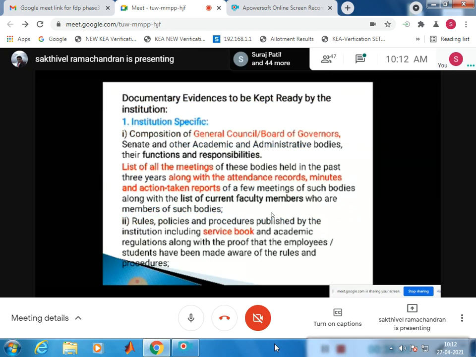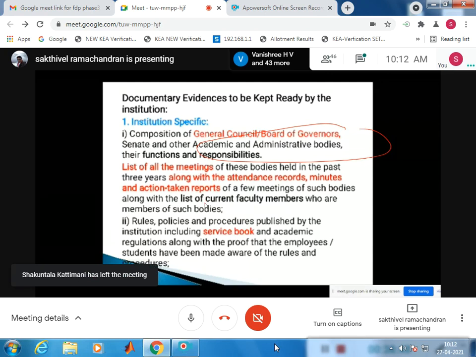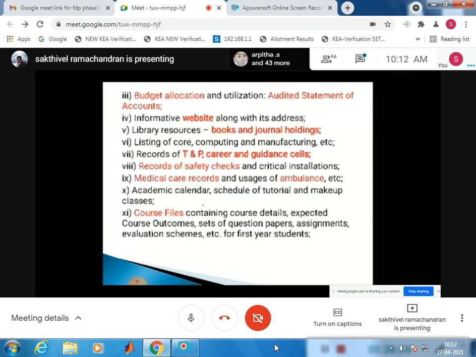Coming to institution-specific documentation, generally it speaks about board of governing councils, board of members for governance, list of meetings conducted, their action taken, attendance records, minutes that have been served, all the rule books, policies, procedures followed by HR. These are the documents that need to be maintained, and all those need to be taken care of. Budget allocation, auditing statements, website information, books and journals that are available, all information relevant to this. Records of safety checks, ambulances, medical care, course files. So these are the list of documents. In fact, a very detailed setup has been given across each and every criterion. I'm just giving the top glimpses of what is required, what are the documents that are inspected during inspection.